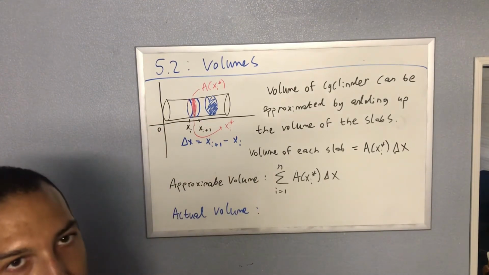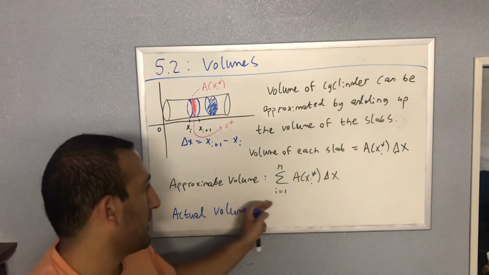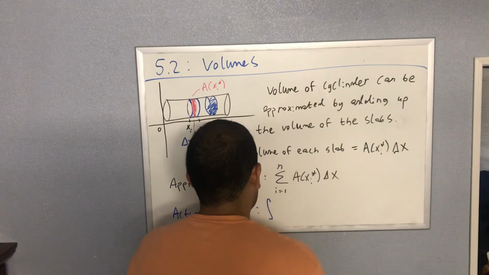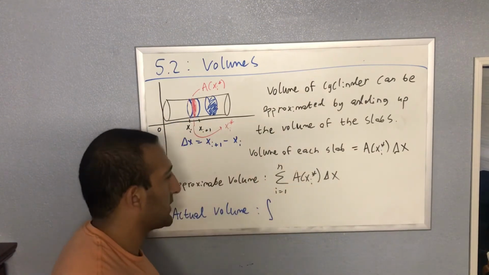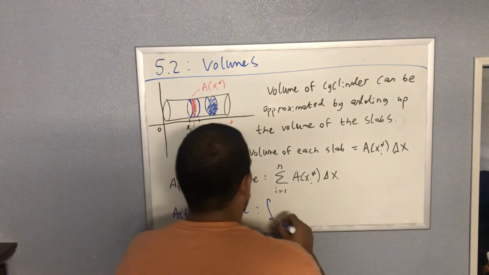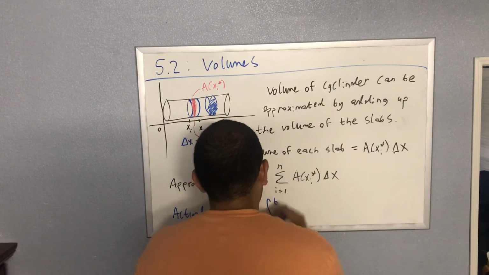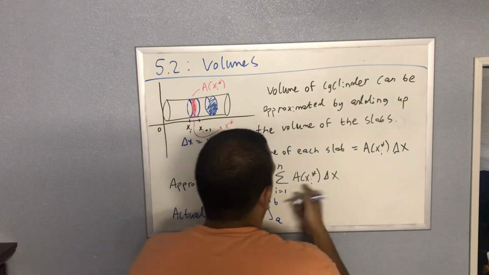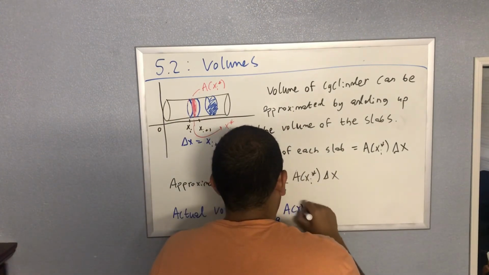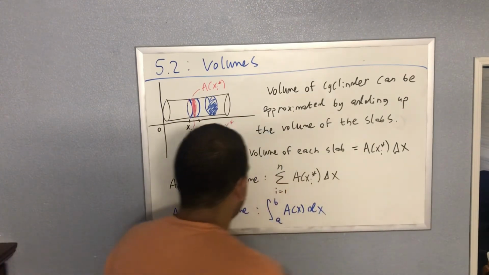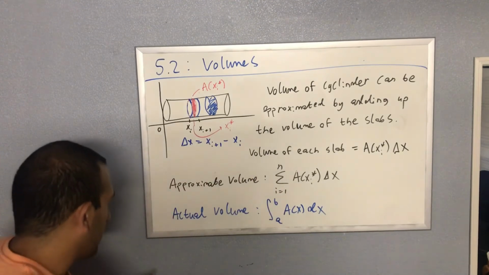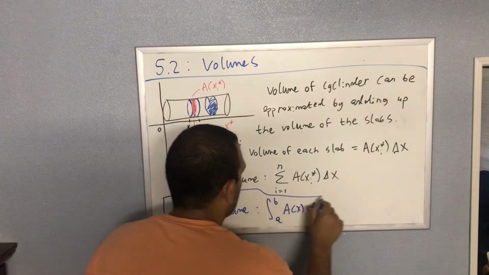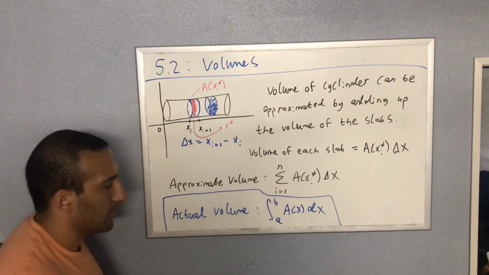And remember, when we did this, instead of having this symbol here, the sigma turned into the integral sign, and we went from some point a to b. And then the area just becomes A(x) dx. So the volume of any shape can be given by this formula.